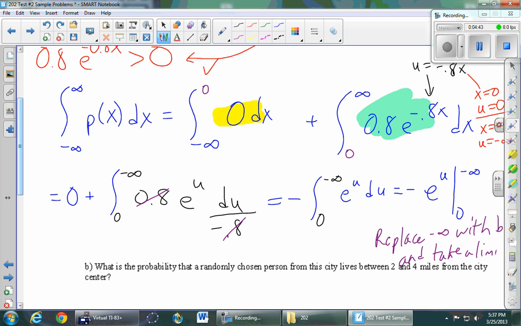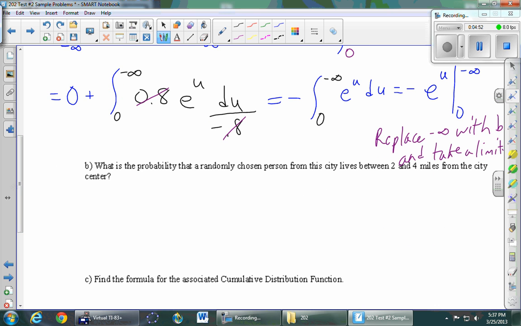So I'm going to do something here that I'm going to ask you not to do, because there's a class coming into this room pretty soon. I'm just going to go ahead and do this without the proper notation with those limits. So this is equal to negative e to the, we'll plug in the top number, negative infinity, minus negative e to the plug in the bottom number, 0.